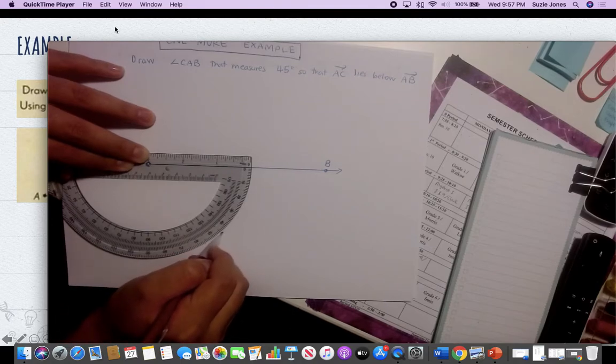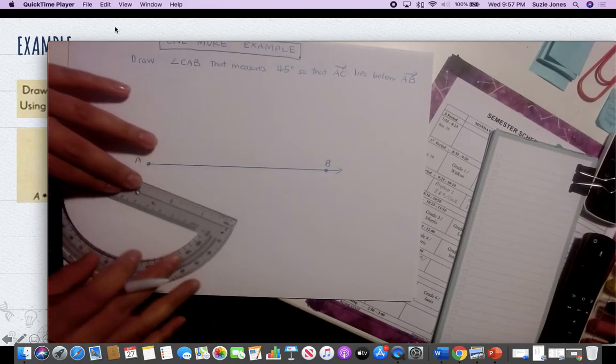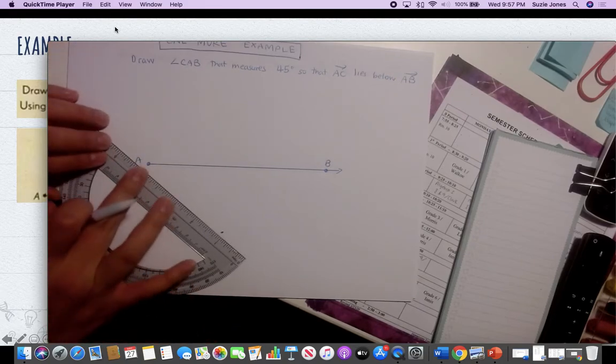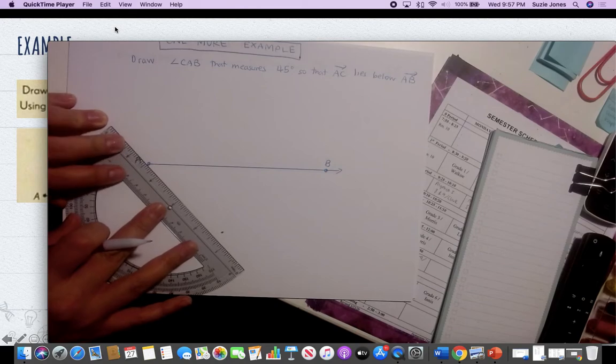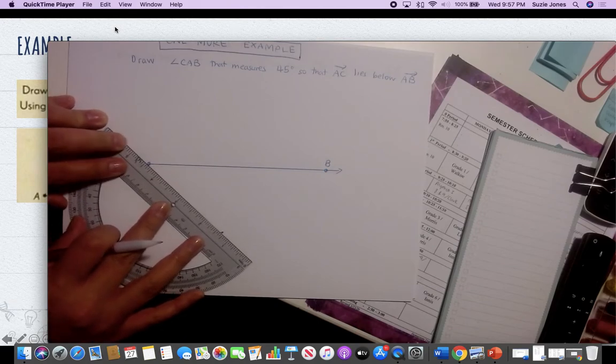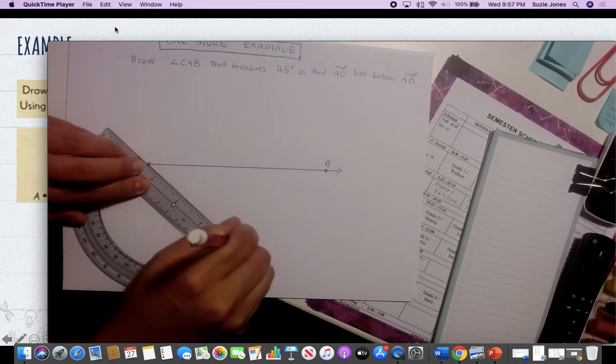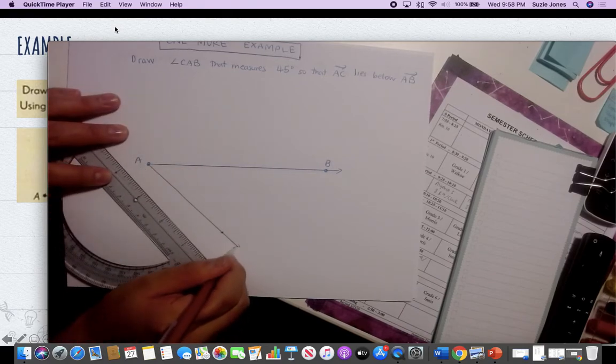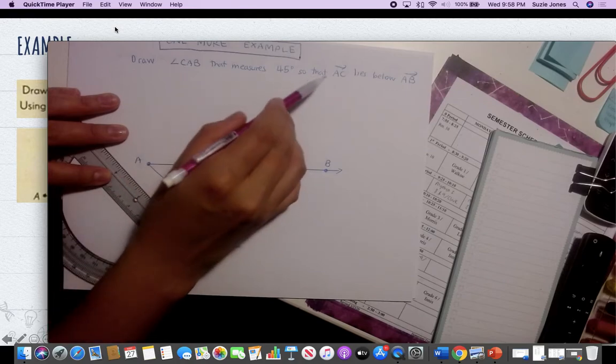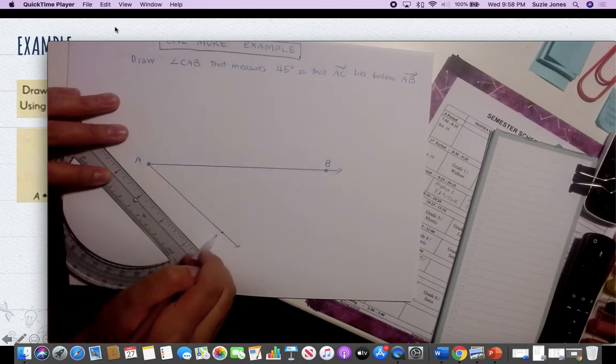I'm going to draw my point. Okay, and with my straight edge, I'm going to draw a ray from my vertex A that goes through the point at 45 degrees. And I have to label this ray AC. So this is C here.